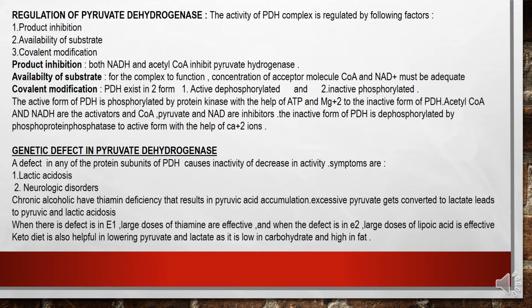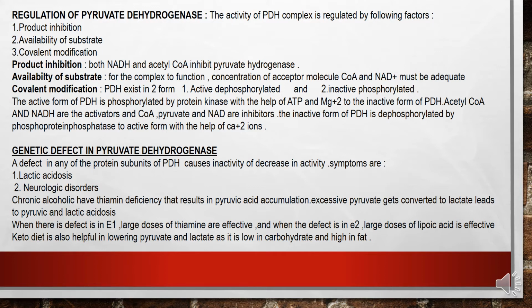Genetic defect in pyruvate dehydrogenase. A defect in any of the protein subunits of PDH causes inactivity or decrease in activity. The symptoms are lactic acidosis and neurologic disorders. Chronic alcoholics have thiamine deficiency that results in pyruvic acid accumulation. Excessive pyruvate gets converted into lactate, and it leads to pyruvic and lactic acidosis.